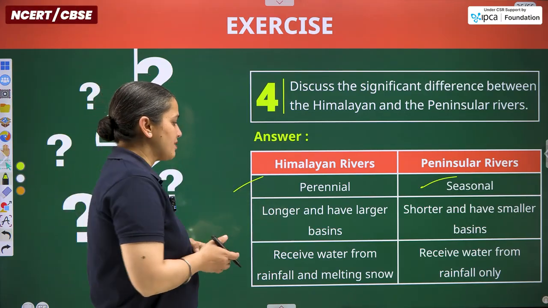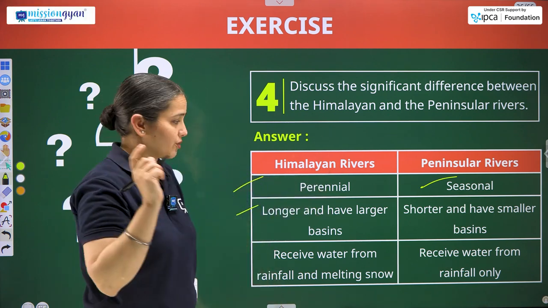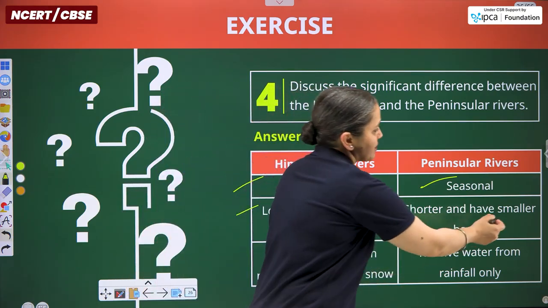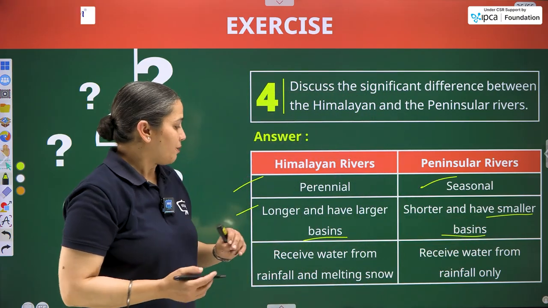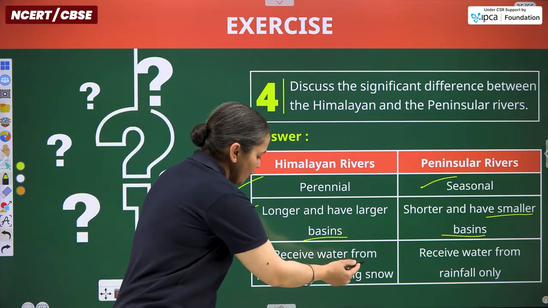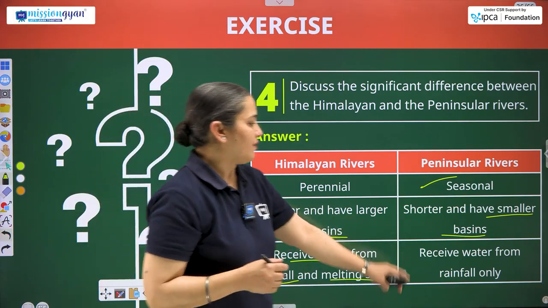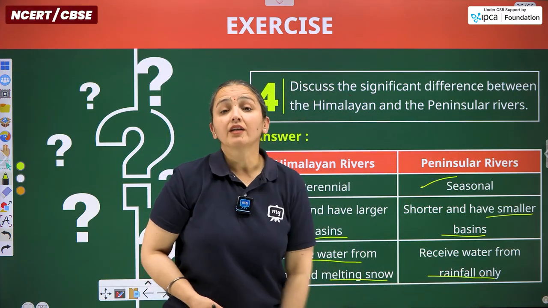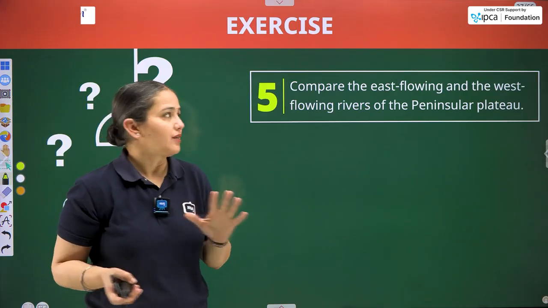Second point of comparison: Himalayan rivers are longer rivers and have large basins, while peninsular rivers are shorter rivers. If the rivers are short, of course their basins are going to be smaller. Another point of comparison: Himalayan rivers receive water from rainfall and the melting of snow from the glaciers, while peninsular rivers receive water from rainfall only. That is why they are seasonal rivers. I hope the points considered are quite clear to you.